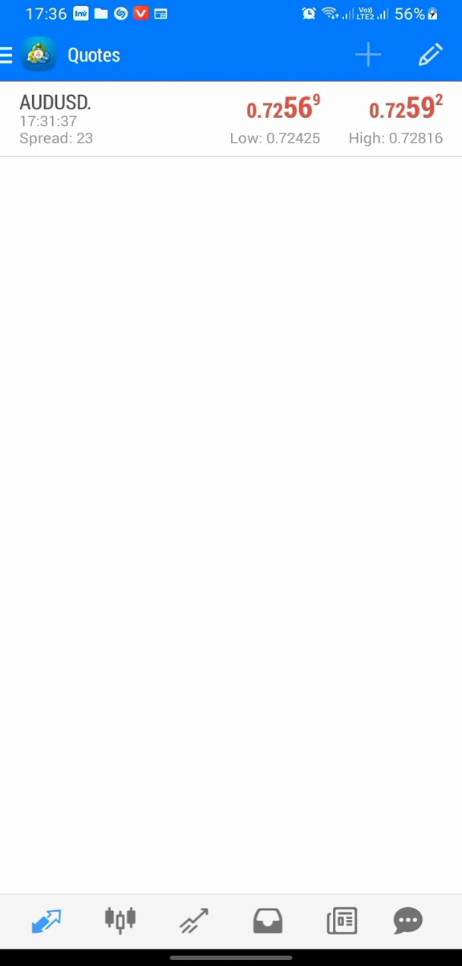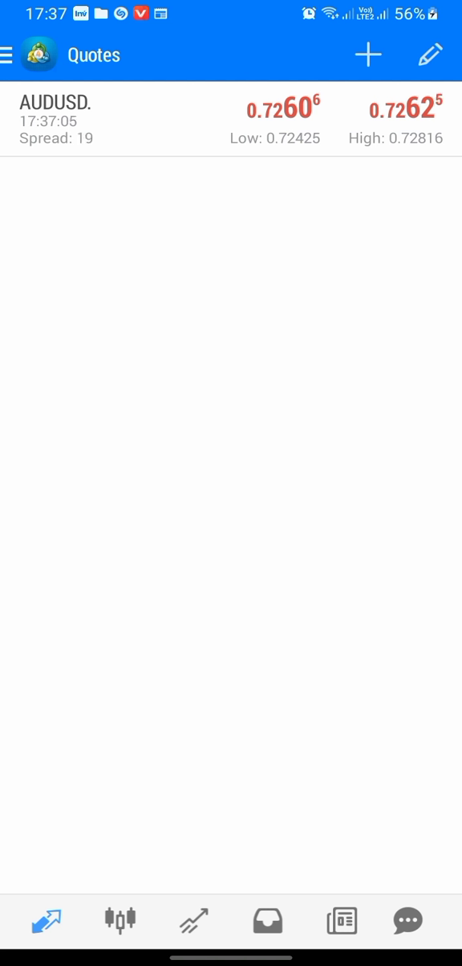Metatrader 4. Let's wait for the network. My network is very bad. Yep, there it is. In Metatrader 4, it looks like this on the mobile phone. So this is your quotes. Your quotes are where you're going to see your currency pairs and indexes.